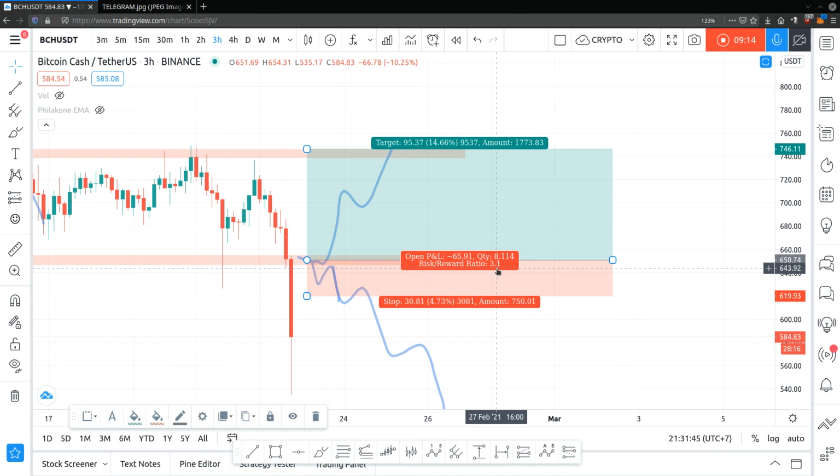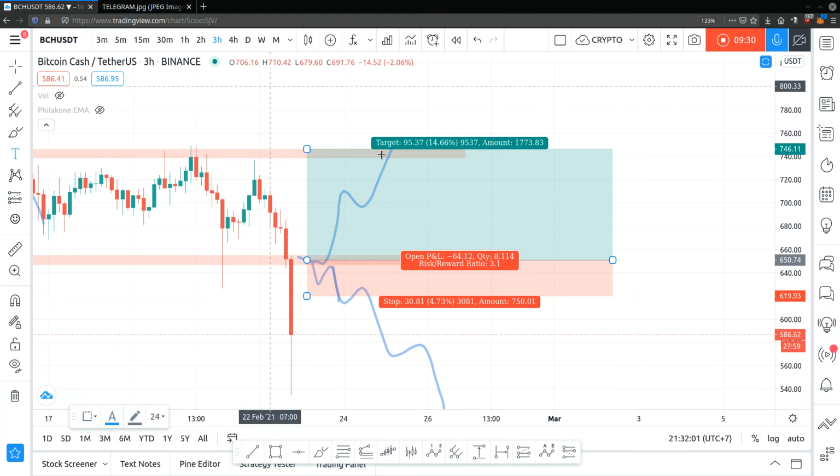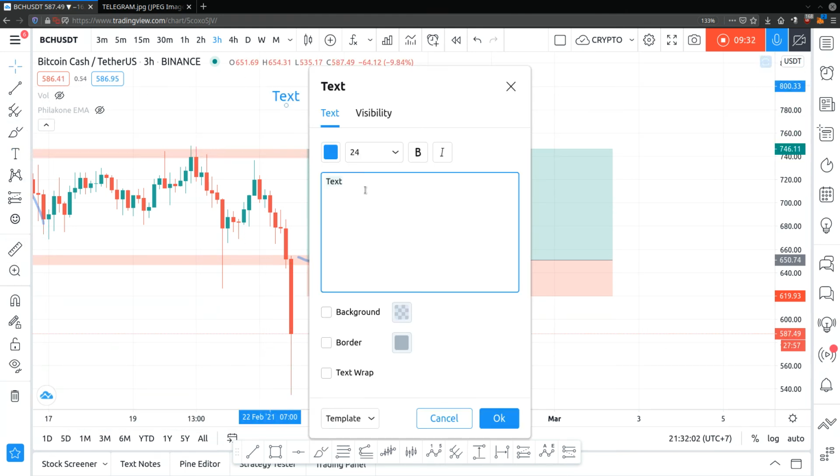Las Vegas was built on mathematical edge. The house has an edge over a player, and if you trade like this over and over and over again, you will make money in the long run. So what's the risk to reward? Risk to reward basically means that, let me show you here, you say risk to reward 1 to 3.